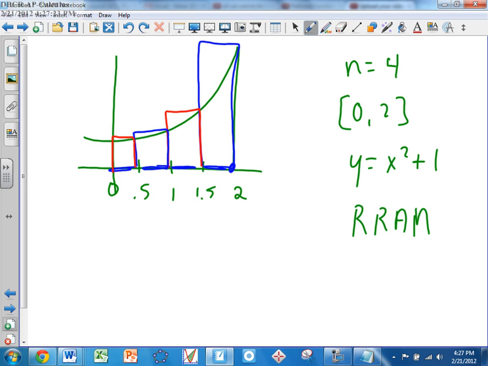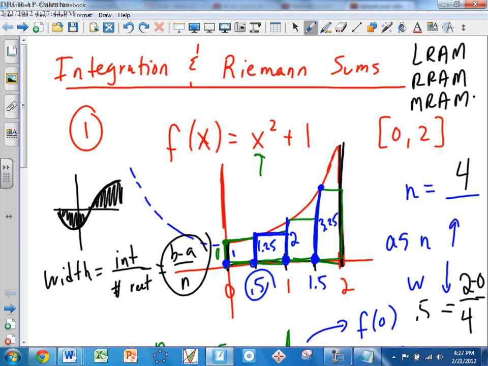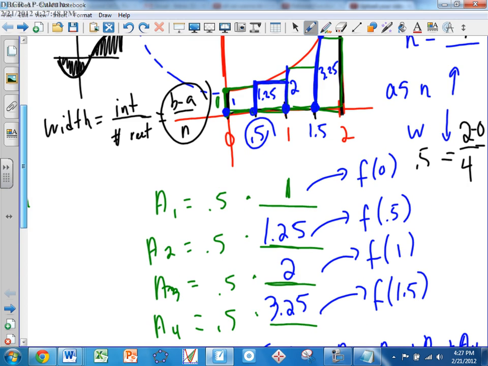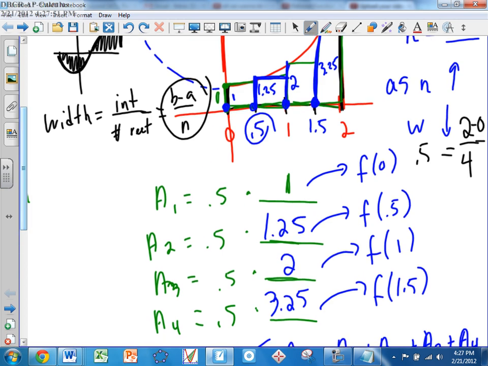So in this case now, take a look at the difference here. If I want the height of this rectangle, I have to use the right side for the height. I have to use the right side. So remember last time how we kept plugging in the left sides into the function? Just so you're clear, last time we plugged in f of 0 for the left height, f of 0.5 for the left height, f of 1 for the left height, f of 1.5 for the left height.